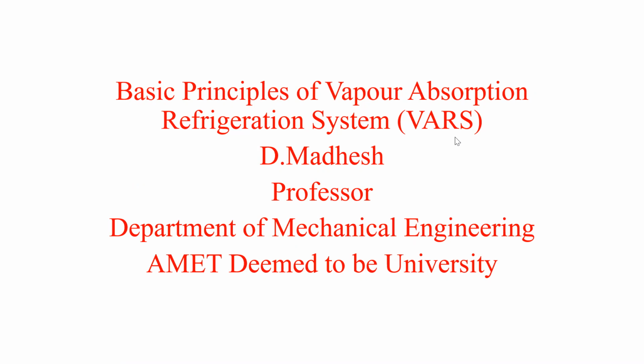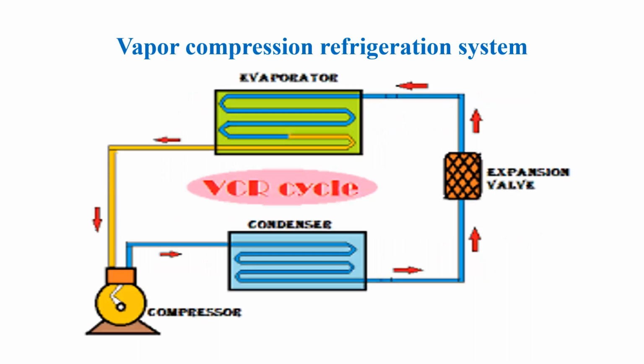We have two types of refrigeration system. One is vapor absorption refrigeration and another one is a vapor compression refrigeration system. Compared to vapor compression refrigeration system, we are moving to this vapor absorption refrigeration system that I will explain. Here, the main drawback of this vapor compression refrigeration system is the compressor. When you provide this compressor, it will consume more amount of mechanical work.